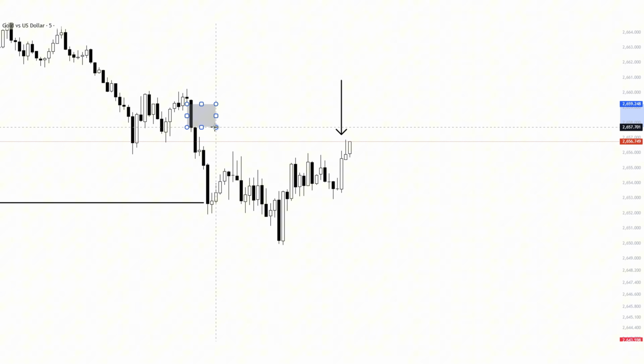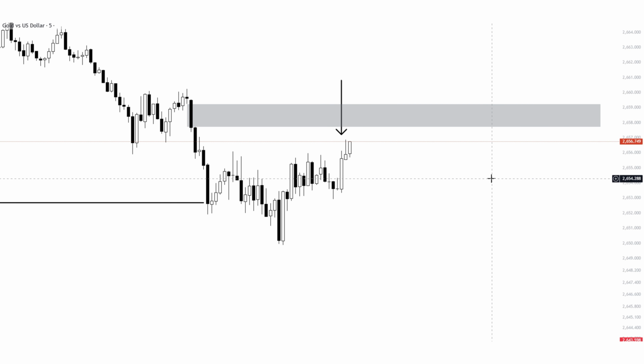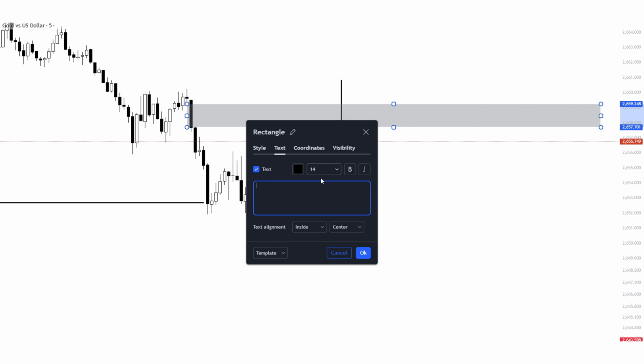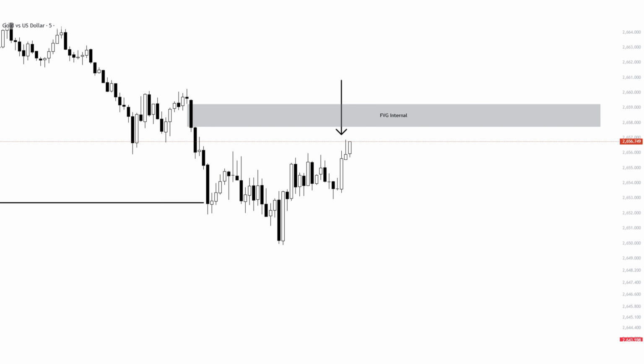And if we pay attention in this time frame, there is also a fair value gap right here, which is the most recent one from where the price is approaching. Now keep in mind this is an internal fair value gap. It basically means that it's simply a low time frame gap inside a high time frame gap.